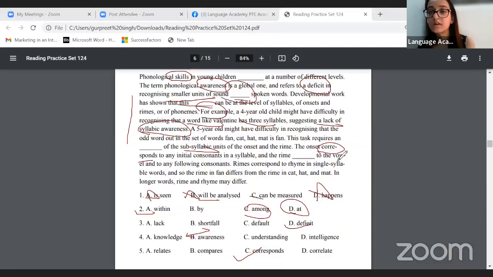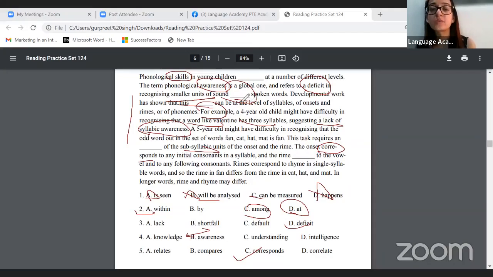Right? So those who are writing relates, those who are writing understanding, this is called overthinking, time wastage in the exam. So one problem that we have to overcome in the exam is overthinking as well, right? Don't overthink.